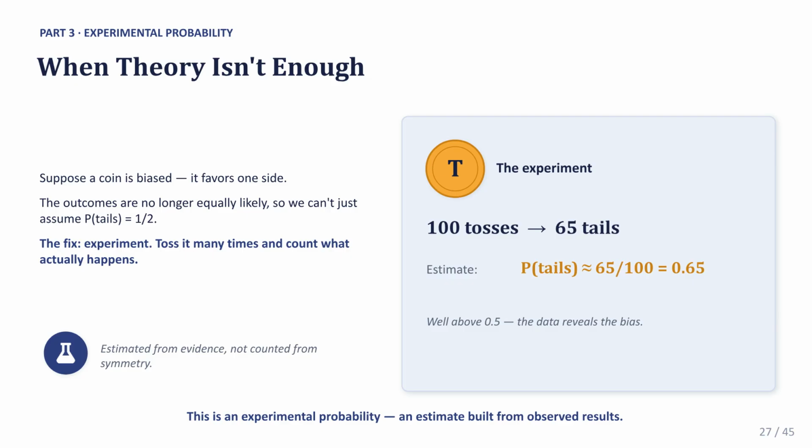If a coin is biased, the theoretical model fails. We can't assume a 50-50 split. Instead, we toss it many times and record the results. If 100 tosses result in 65 tails, our experimental probability for tails becomes 0.65. Data exposes the truth that symmetry cannot predict.